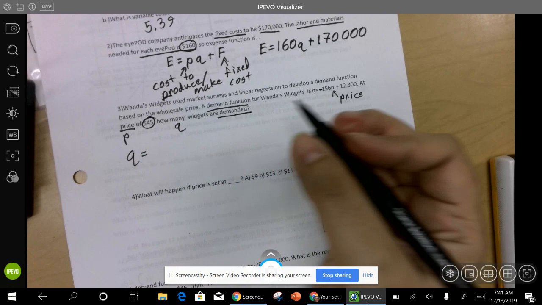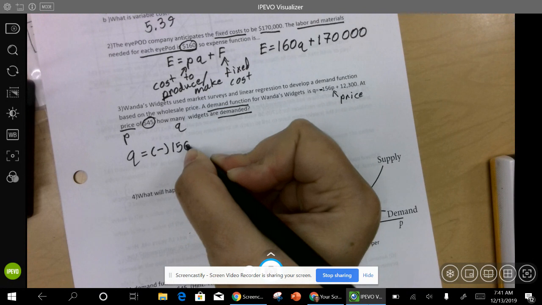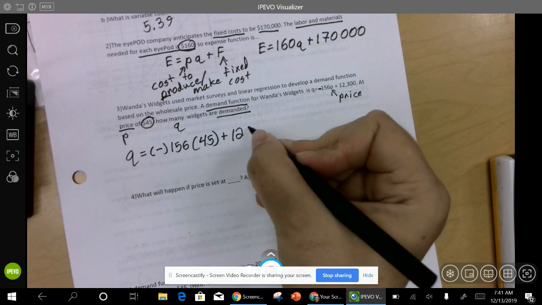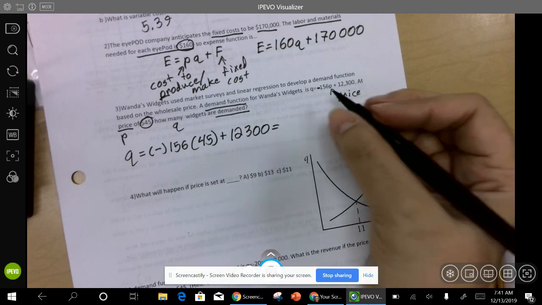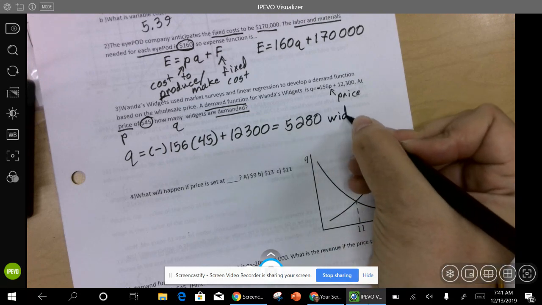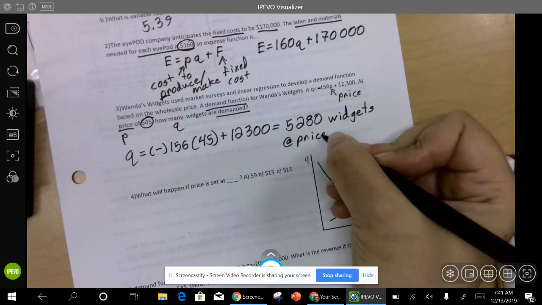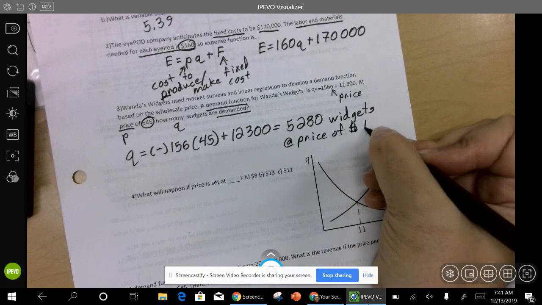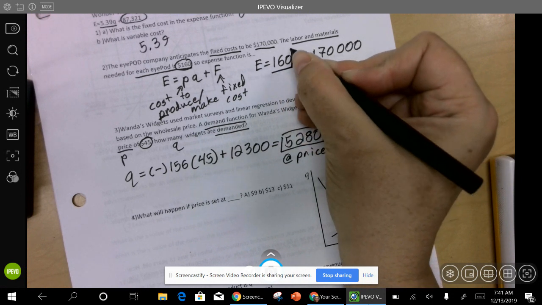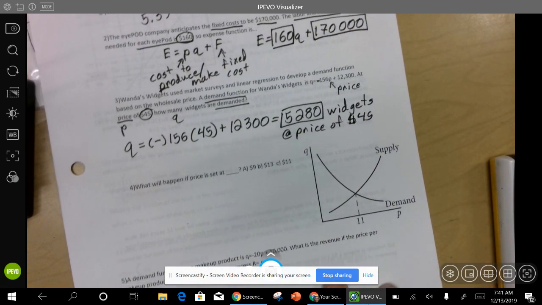So quantity is going to be equal to, I enter negative 156 times the price of 45 plus the 12,300, and I get 5,280 widgets are going to be demanded at a price of $45. Okay, and this would be my answer part. Also with this one, everybody, remember you're going to put in the cost to produce and the fixed cost. So you all got this.